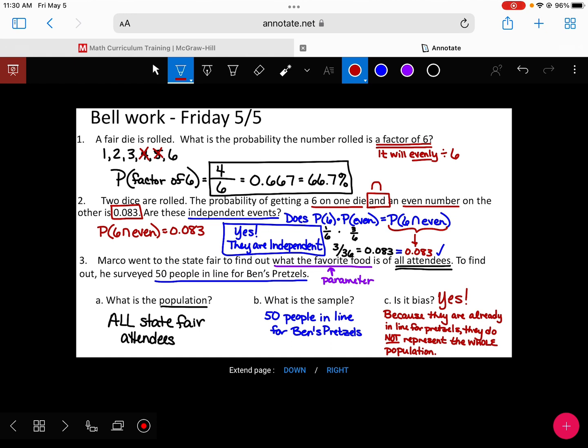The food place that sells more. A food place that sells more? Is there any food place at the state fair, though, that would have all the options available at the state fair? Probably not.